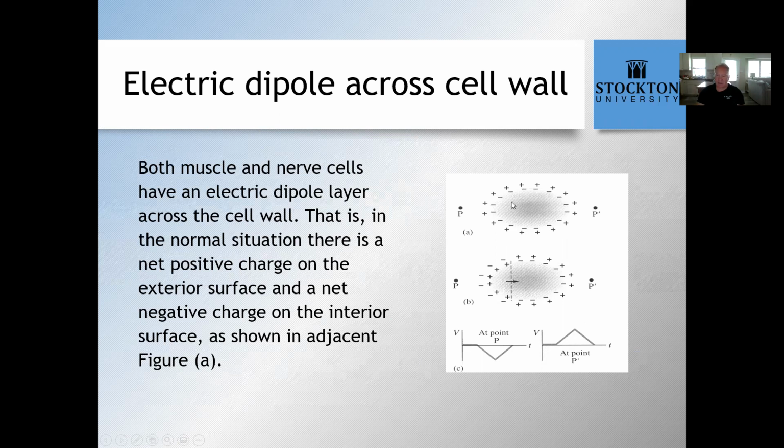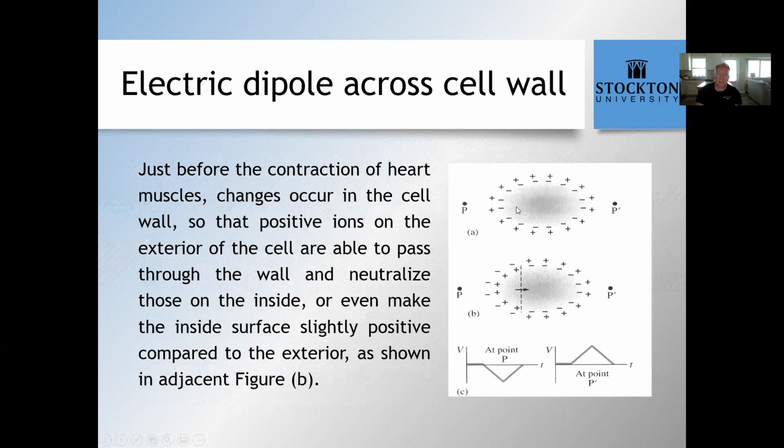So here we have a muscle or nerve cell, and the interior is negative and the exterior is positive. Just before the contraction of the heart muscles, changes occur within the cell walls so that the positive ions on the exterior of the cell can pass through the wall and neutralize those on the inside, and even make the inside surface slightly positive compared to the exterior.